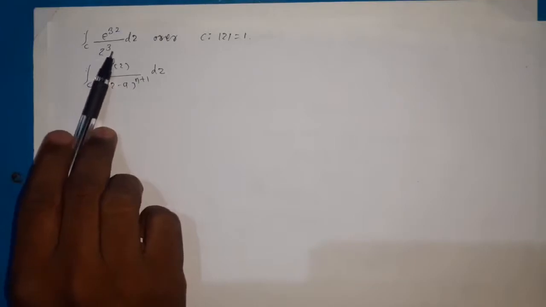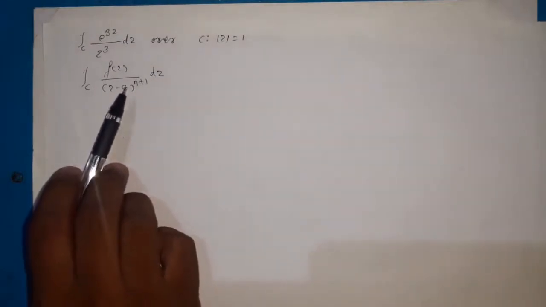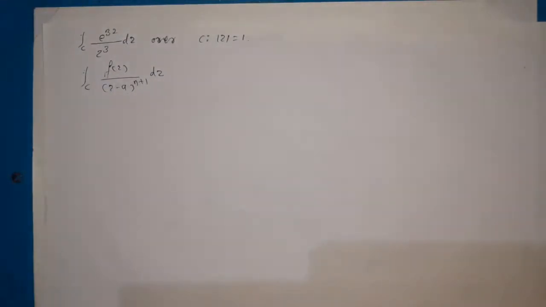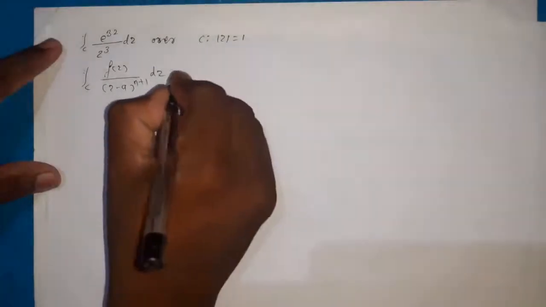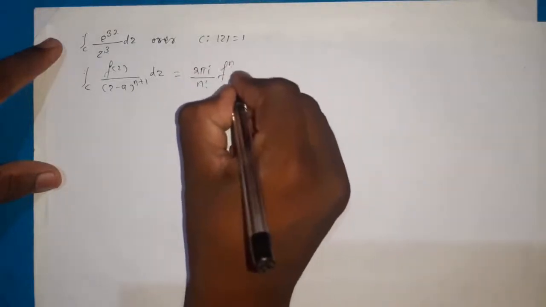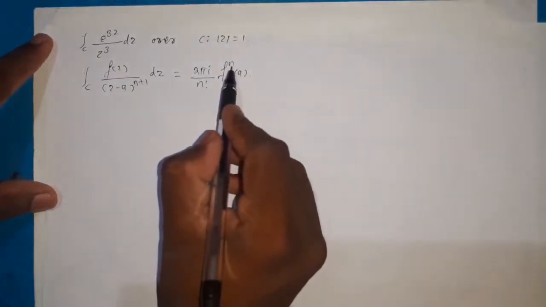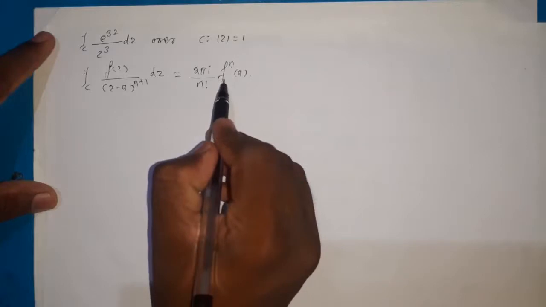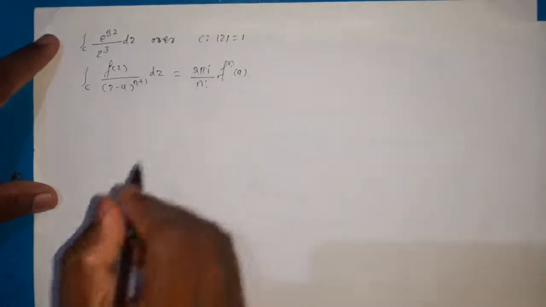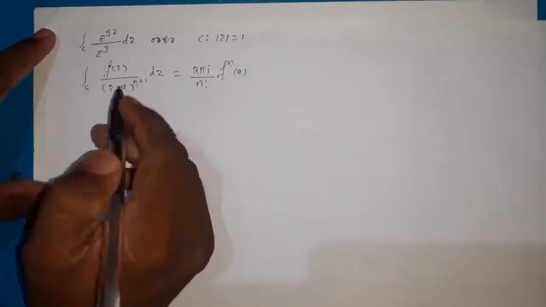If the denominator is of the form z minus a whole power n plus 1, then we need to use the Cauchy's integral formula for derivatives, or if it is only z minus a, then use the Cauchy's integral formula. Here its value is given by 2 pi I divided by n factorial f power n of a. Here f power n means the order of derivative of the function f with respect to z. Then let us consider the given integral and compare these two integrals.